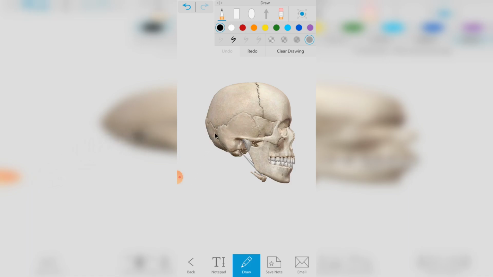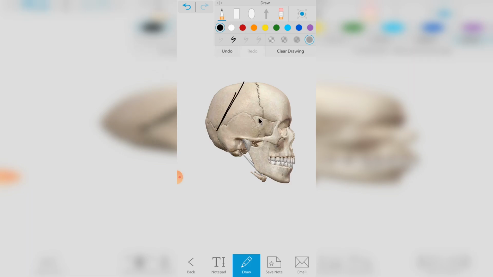Similarly, if we underline this structure, this is called the asterion. It is present posteriorly. Here, the occipital bone from the posterior aspect, the temporal bone from the inferior aspect and the parietal bone from the superior aspect meet. This point is called the asterion.